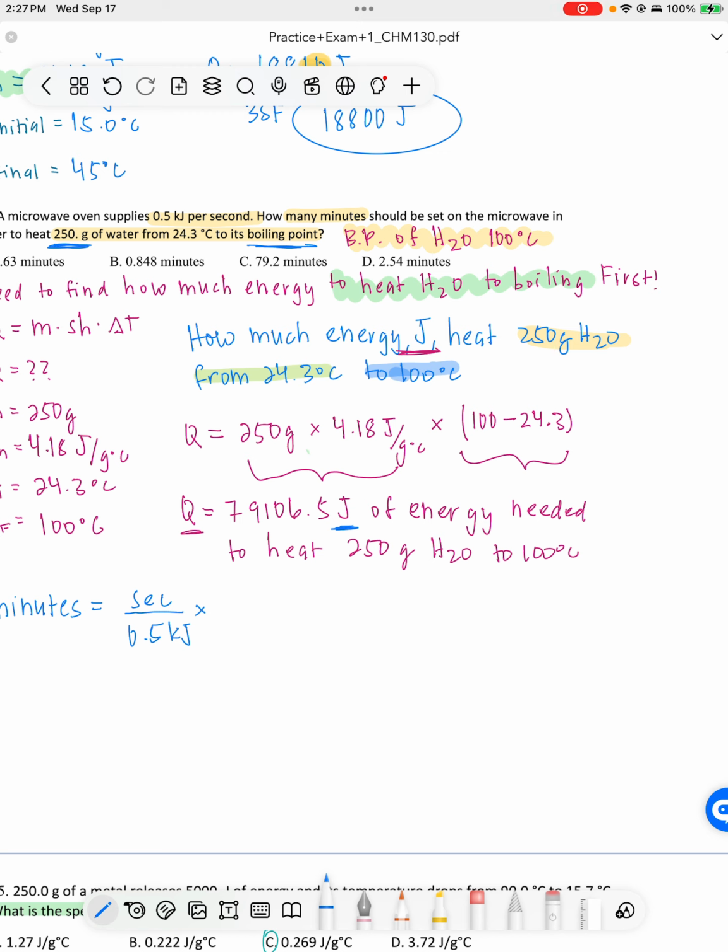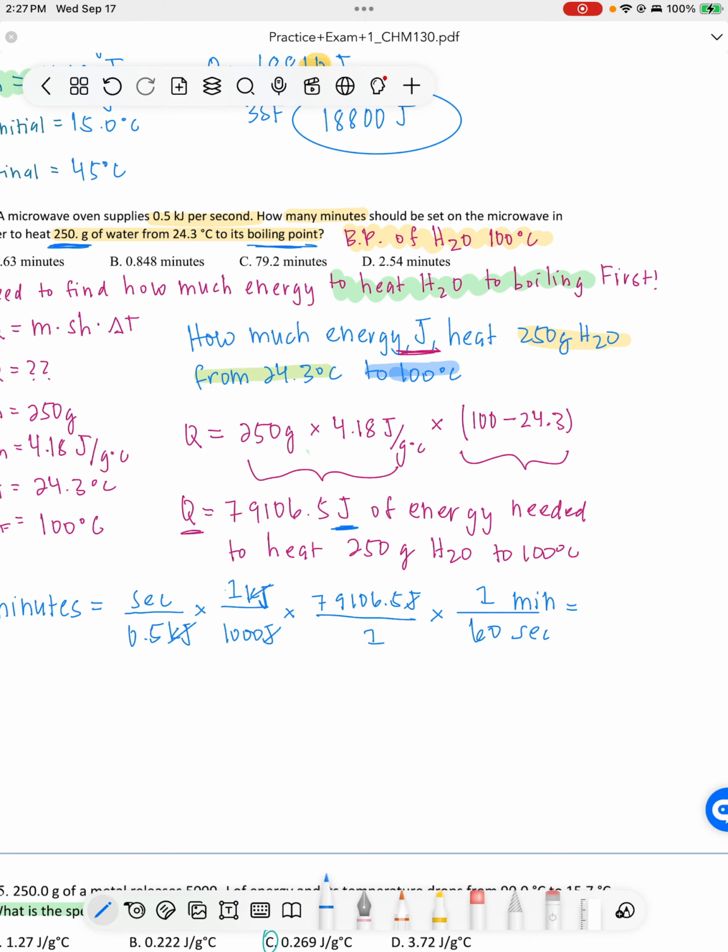All right. So then we have 1 kilojoule per 1,000 joules. Okay, cross those off. And we have our 79,106.5 joules per 1. We can cross off joules. Okay, now we have seconds on top. We need minutes on top, so we can put seconds on bottom, minutes on top. So how many seconds in a minute?